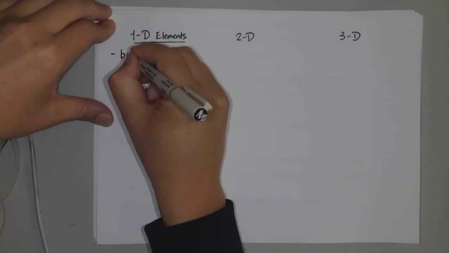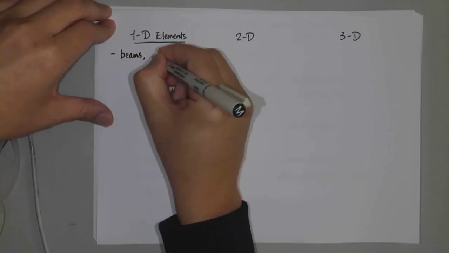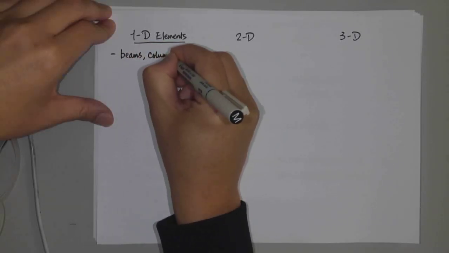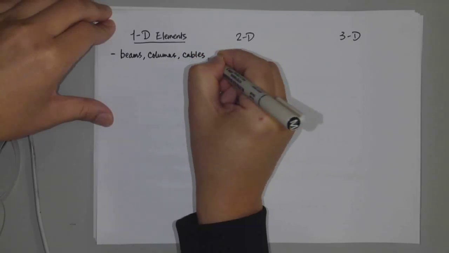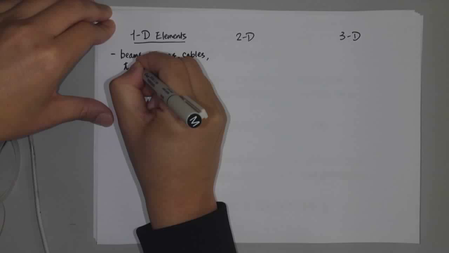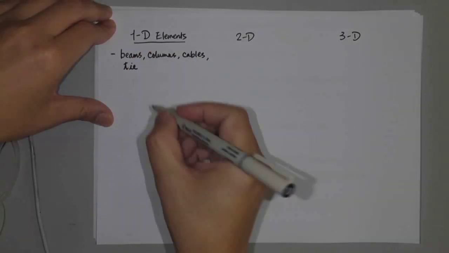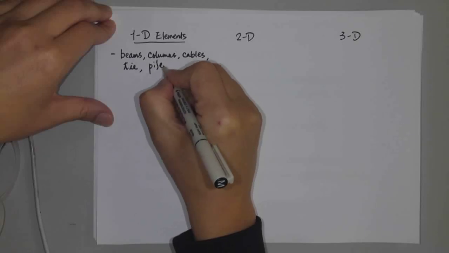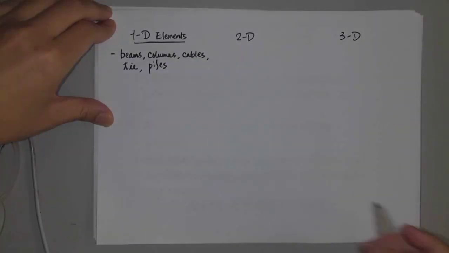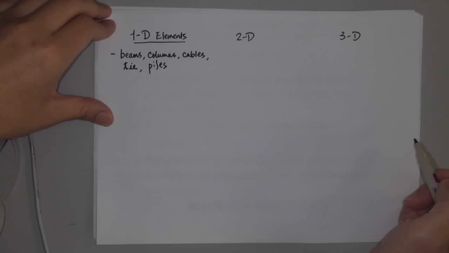Those are things that you are familiar with: beams, columns, cables, something called tie, T-I-E, tie, and piles. Those are common elements, one-dimensional elements in a structure.